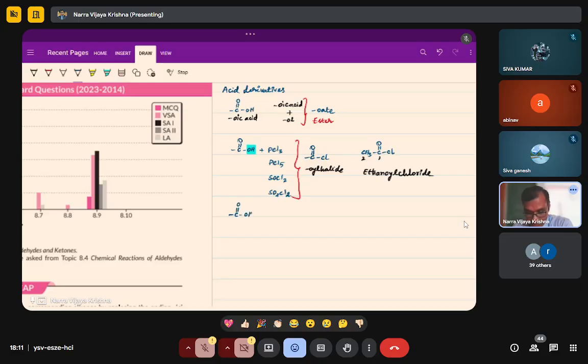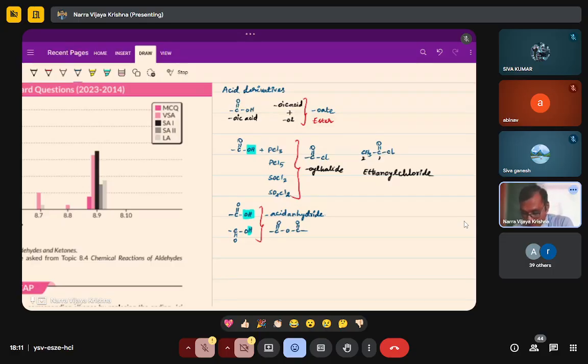This is oic acid, reacted with another oic acid. Both are oic acids only. Now I am removing H2O. Then what do we call it? Anhydride. Anhydride means water removed, right? So we call it an acid anhydride. This is an acid anhydride. Can I write that as a C double bond O, O, C double bond O group, correct?